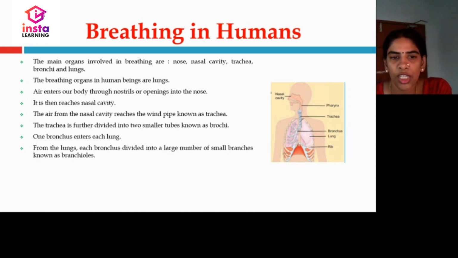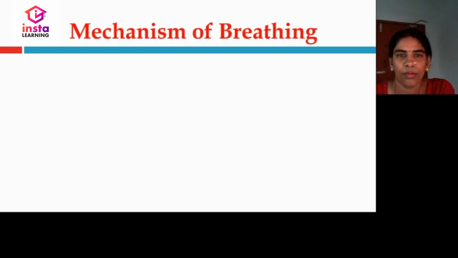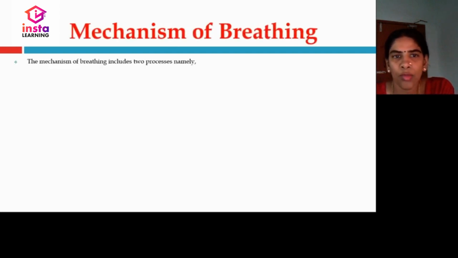In the lungs, each bronchus is further divided into a number of small branches known as bronchioles. Each bronchiole ends with a number of air sacs called alveoli. The walls of alveoli have thin blood capillaries. The mechanism of breathing includes two processes, namely inhalation and exhalation.